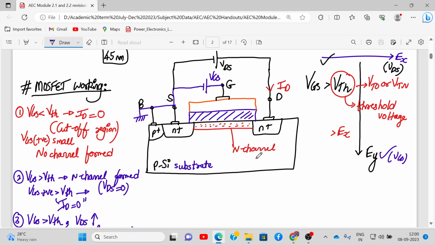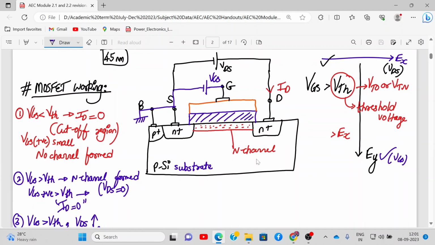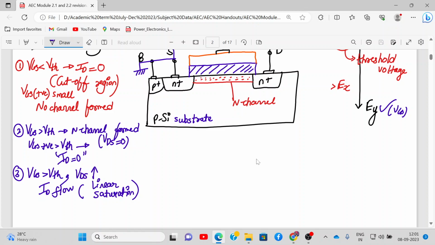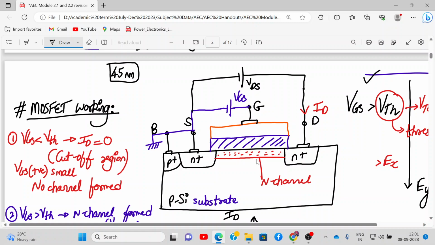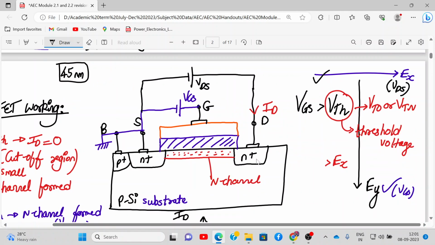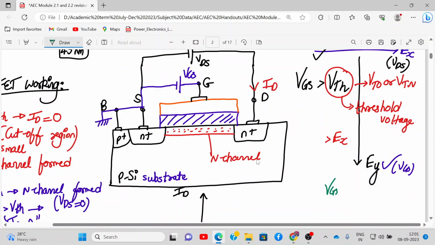Okay, great. Now we'll slowly build it up. Now we'll go to the characteristics, and we'll explain via characteristics one by one. So this is VDS voltage, this is ID current. This is the output characteristics. Now, let's say that we have applied VGS voltage such that it is greater than VTH. Let's say VTH is 1 volt.